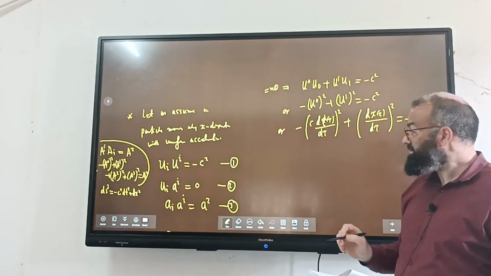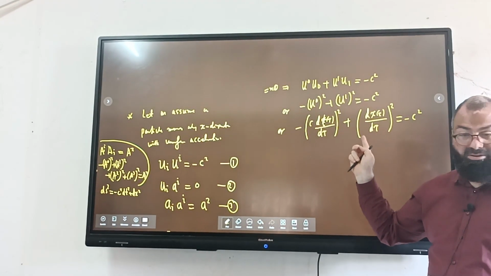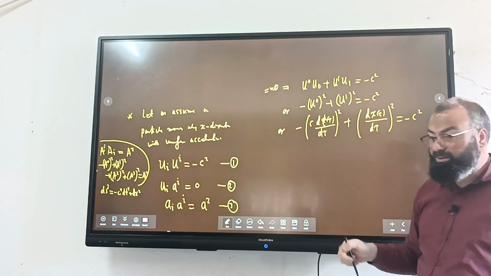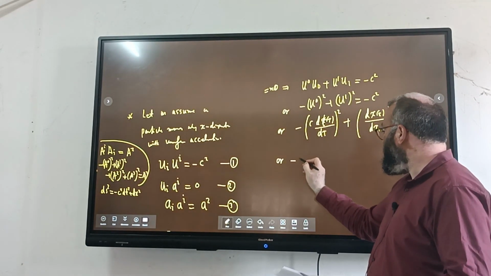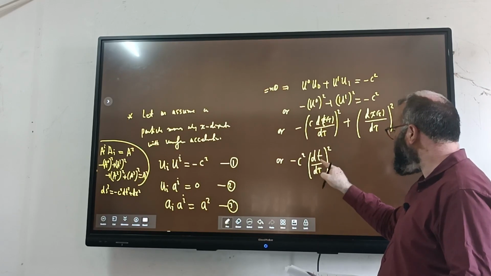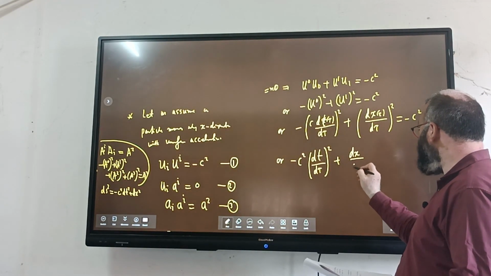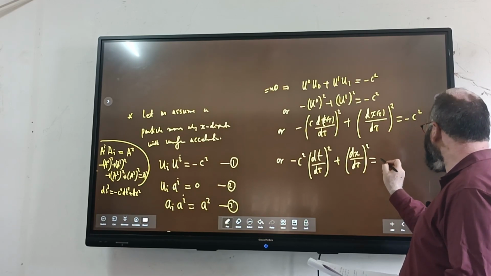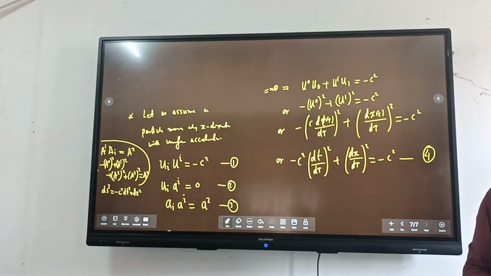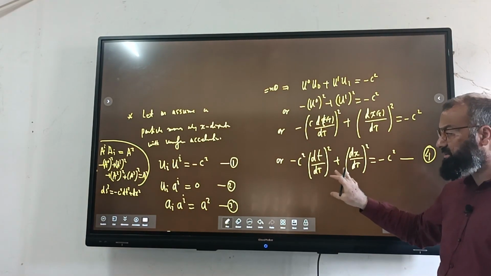I am converting u1 in terms of x and t; I have not changed my tau here. So you can write, minus c square times dt by d tau whole square, forgetting about the argument for the time being, so it is dependent on tau, plus dx by d tau whole square, equal to minus c square. Let's call this equation 4. Okay, understood? Now tell me, what can be the possible solution of this very equation?